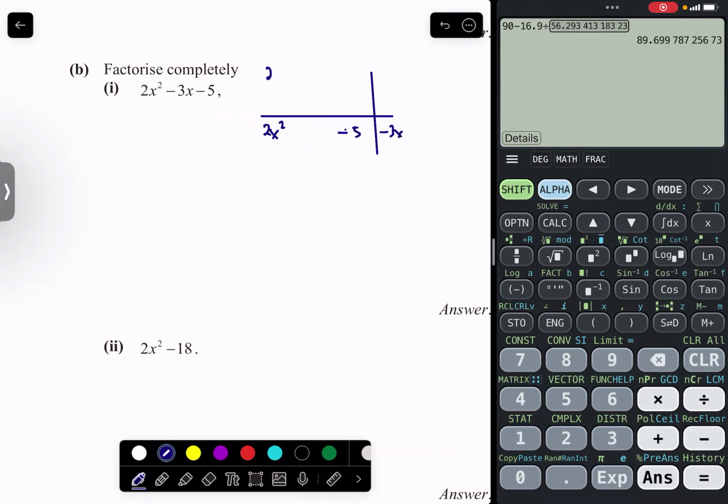To get 2x squared, there's only one option, 2x and x. To get 5, there's only 1 and 5. So to position yourself, the 5 and 1 must be in this position so that you get 5x down here and 2x down here. And you need to get negative, so the 5 has to turn negative. So the answer is 2x minus 5, x plus 1.